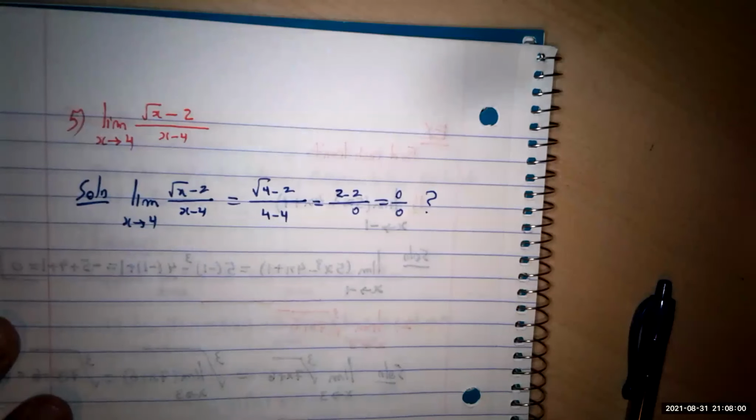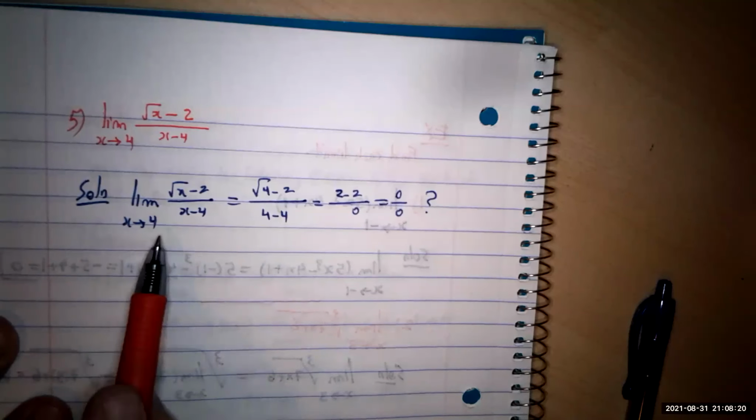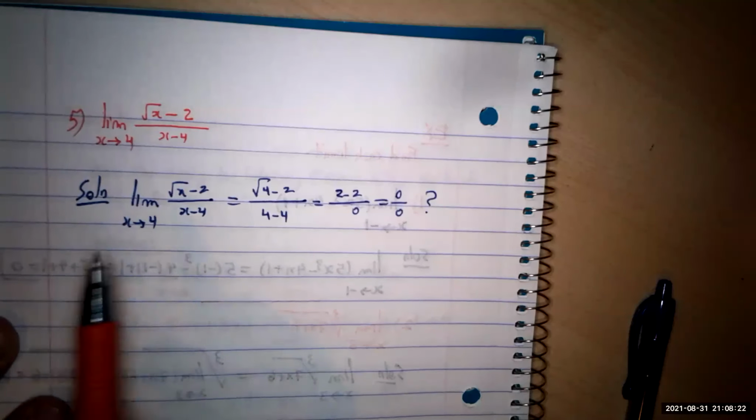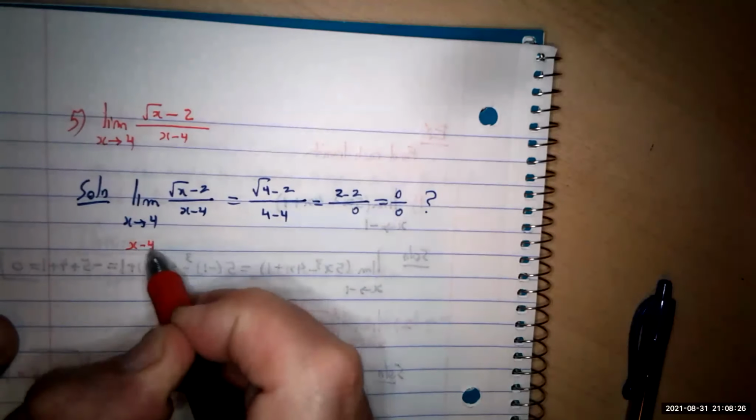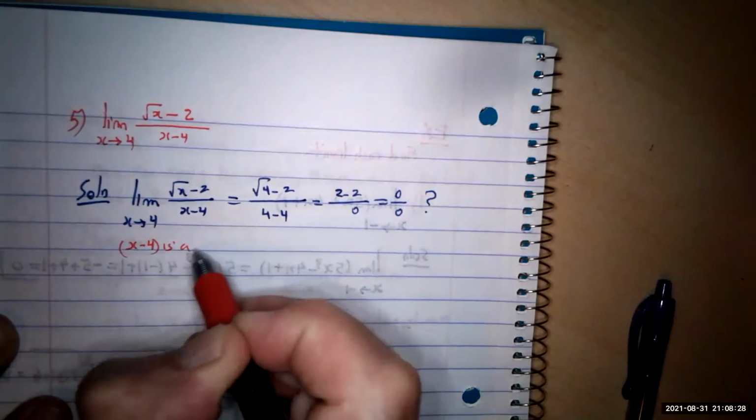The top and the bottom would have a common factor. The reason that you get the 0 over 0 is that you get a common factor. What is that common factor now? Yes, x minus 4, excellent. x goes to 4. The reason that you get it is because x minus 4 is a common factor.